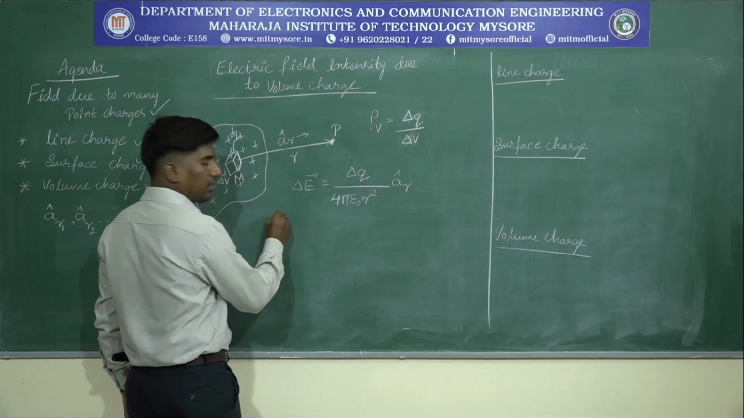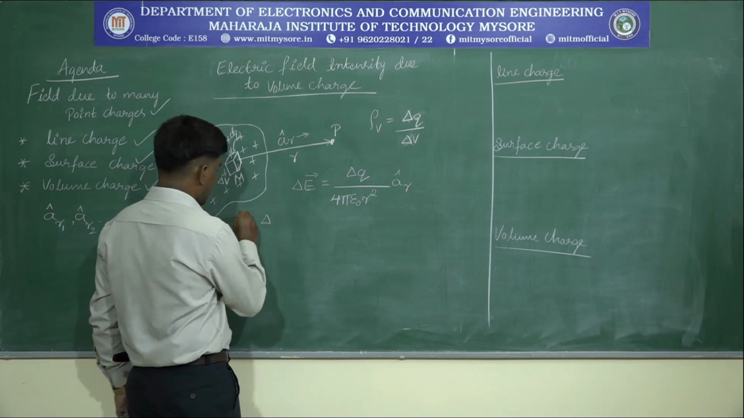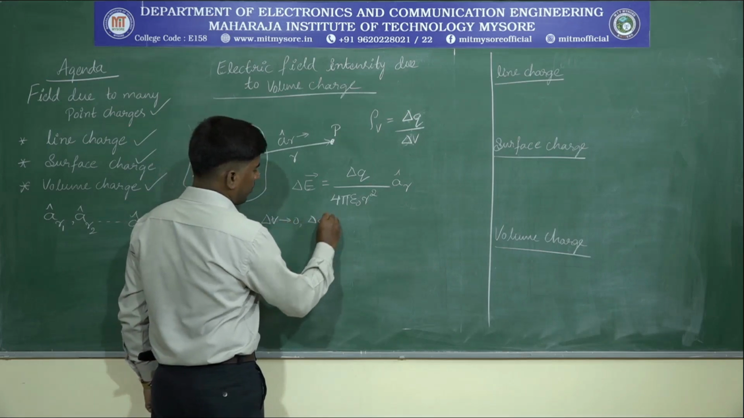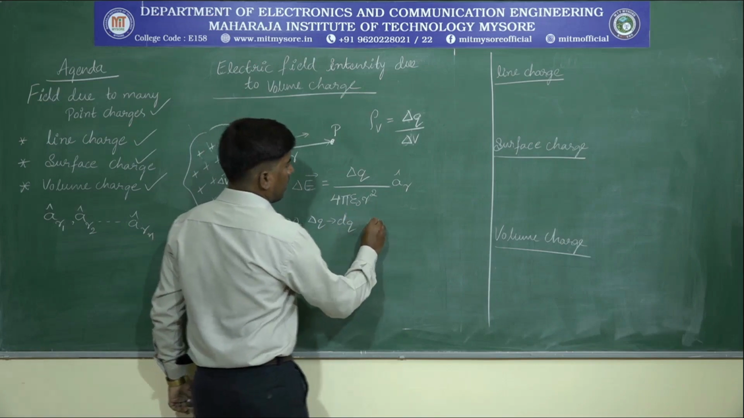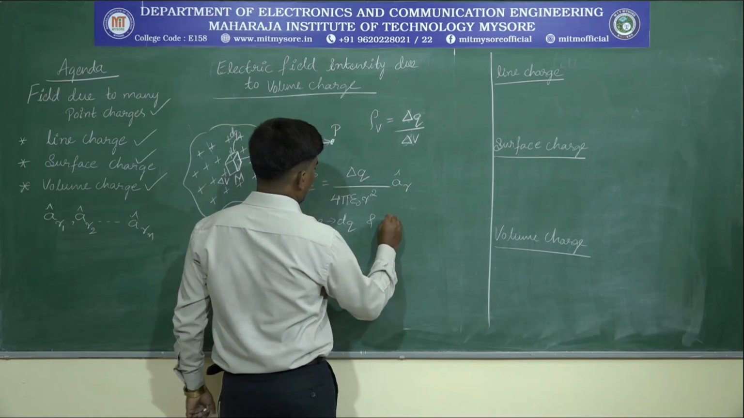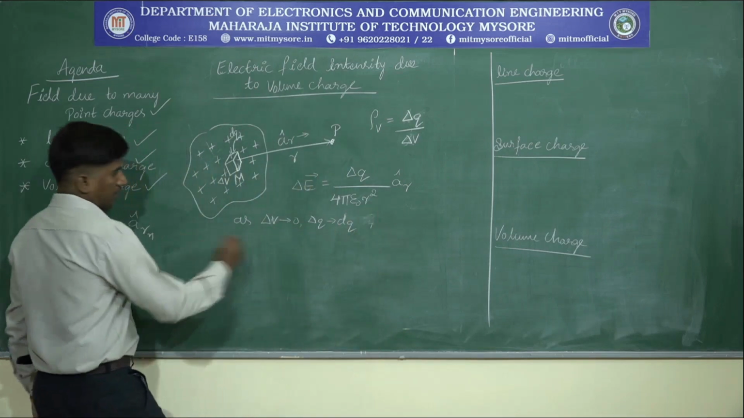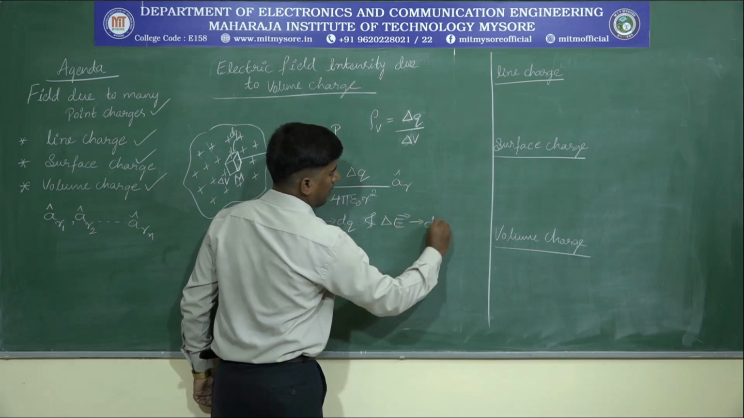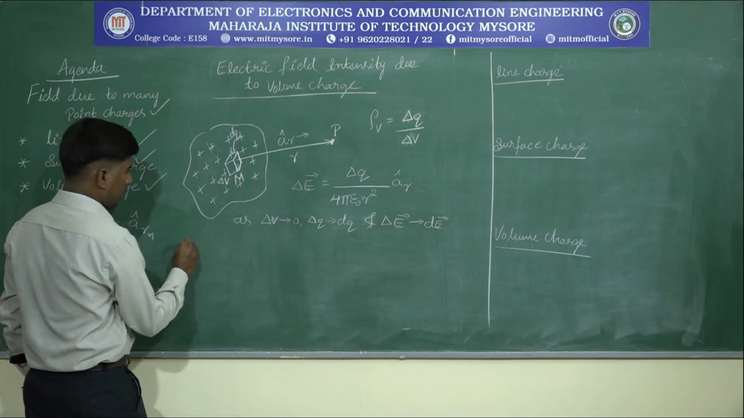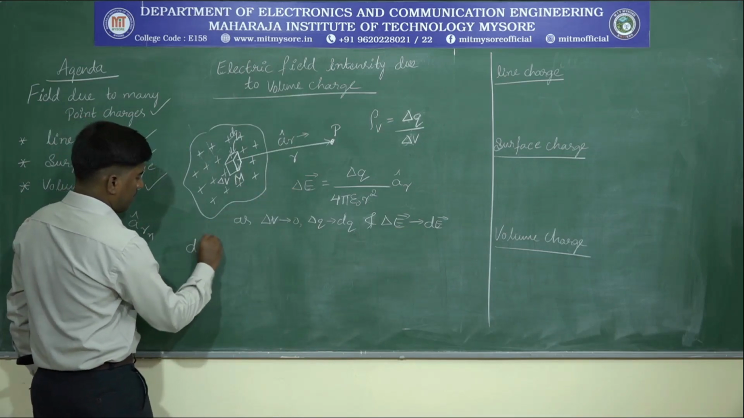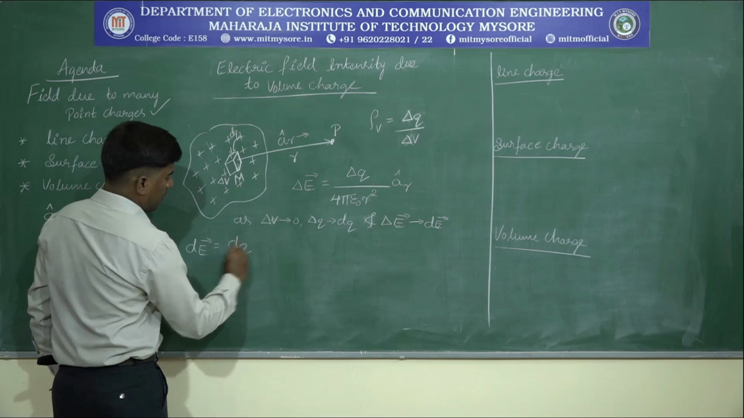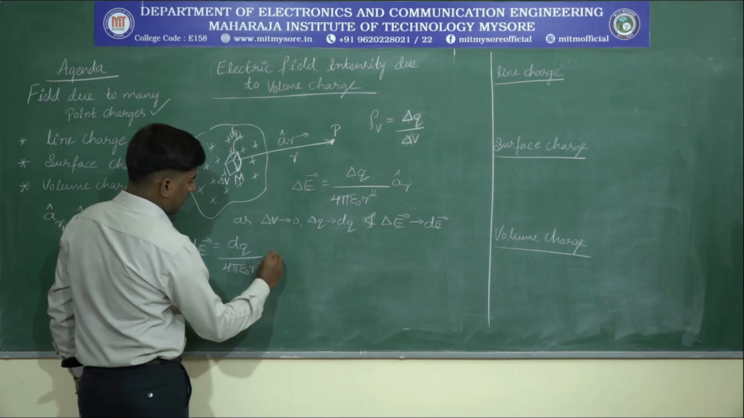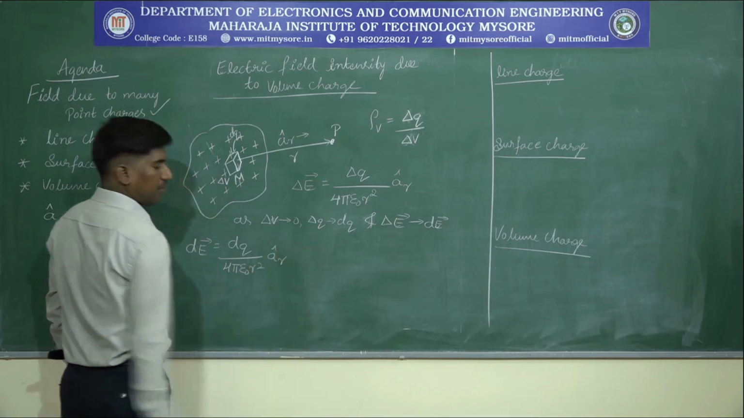We know that as per the limit, delta V tends to 0, delta Q becomes dq and delta E becomes dE, right? Substituting into the above equation, then dE is equal to dq divided by 4 pi epsilon naught into r square into a cap r.